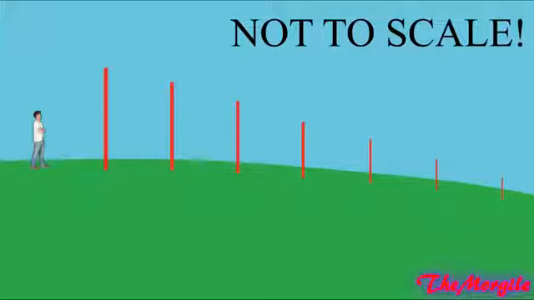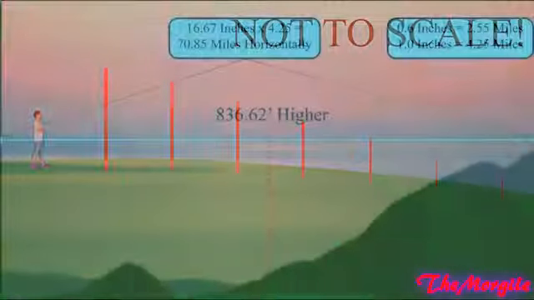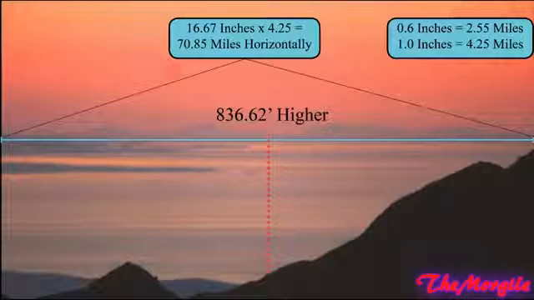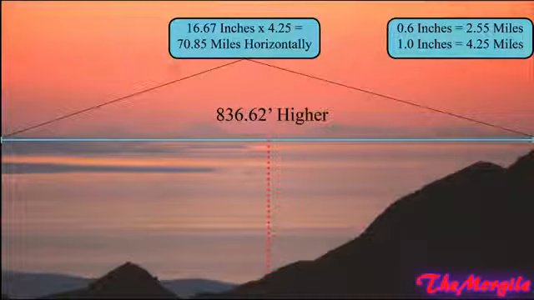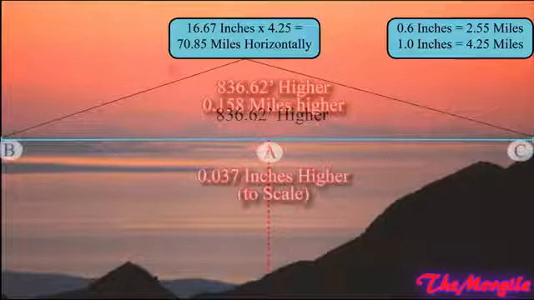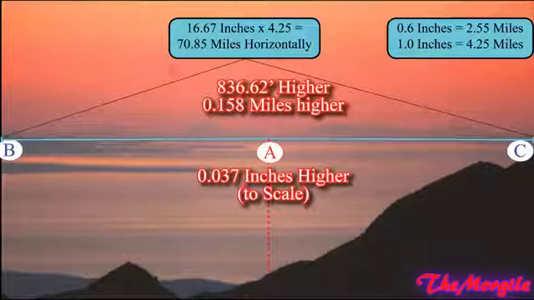Now, one thing you'll notice is that center point, if we're assuming that's the dead center of the observer's viewpoint, it should be about 837 feet taller than either side. So just call A the center and B and C the sides. To scale, A should be about 0.037 inches higher, which really ain't much, but it would be noticeable.